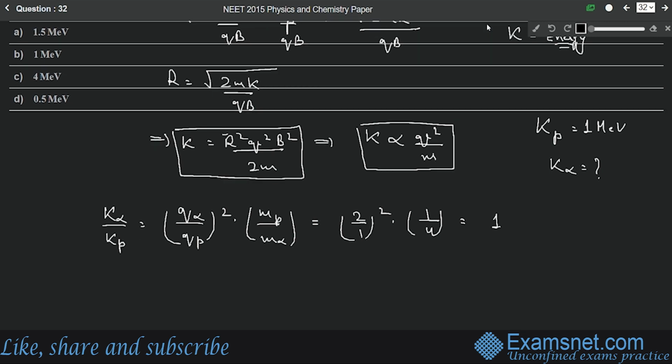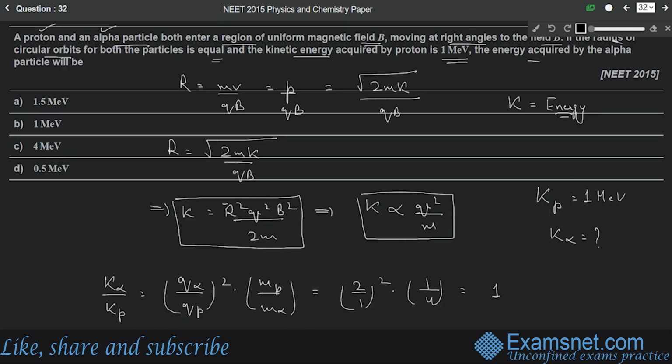So K alpha by Kp is equal to 1. So K alpha, that means the energy acquired by the alpha particle, will be equal to 1 into Kp, and Kp was given 1 MeV. So 1 into 1 MeV, that means 1 MeV will be the energy acquired by the alpha particle as well. So option B will be the correct answer.